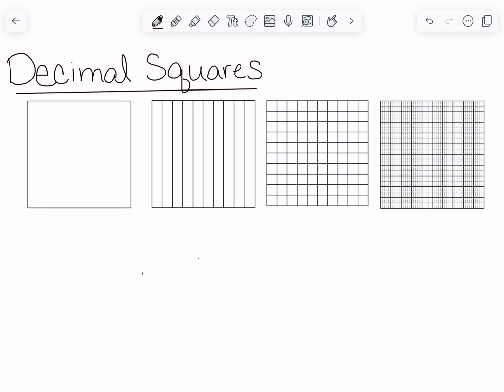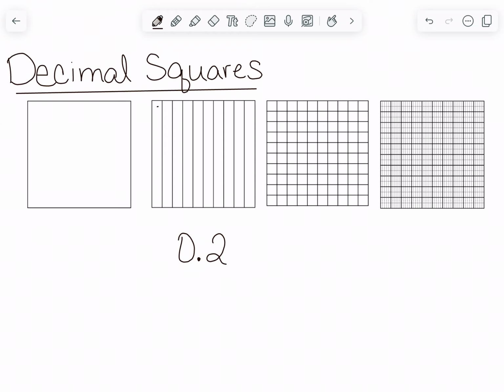And dividing it into 1,000 equal parts, each small rectangle is going to be worth 1/1,000th. So there are different levels of our decimal squares depending on what kind of numbers we want to represent.